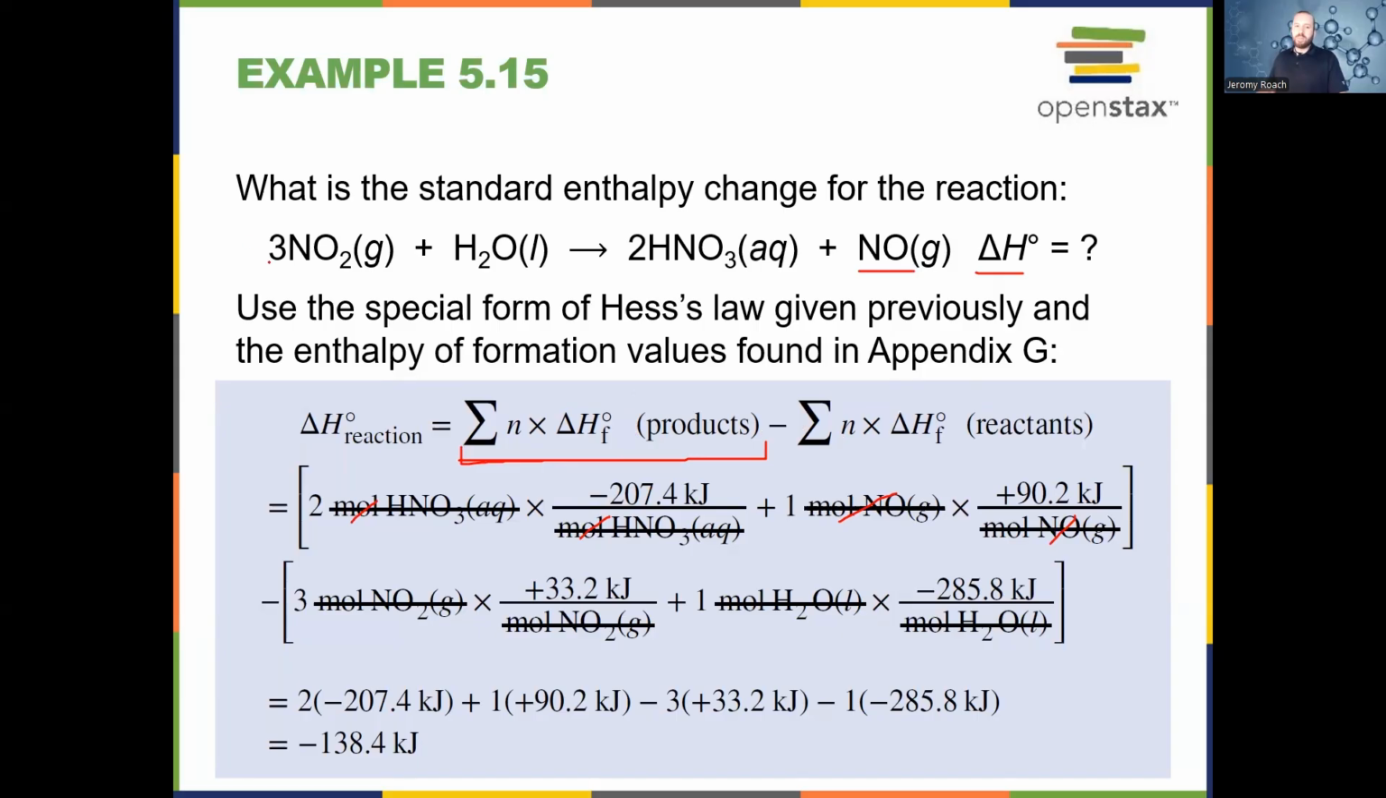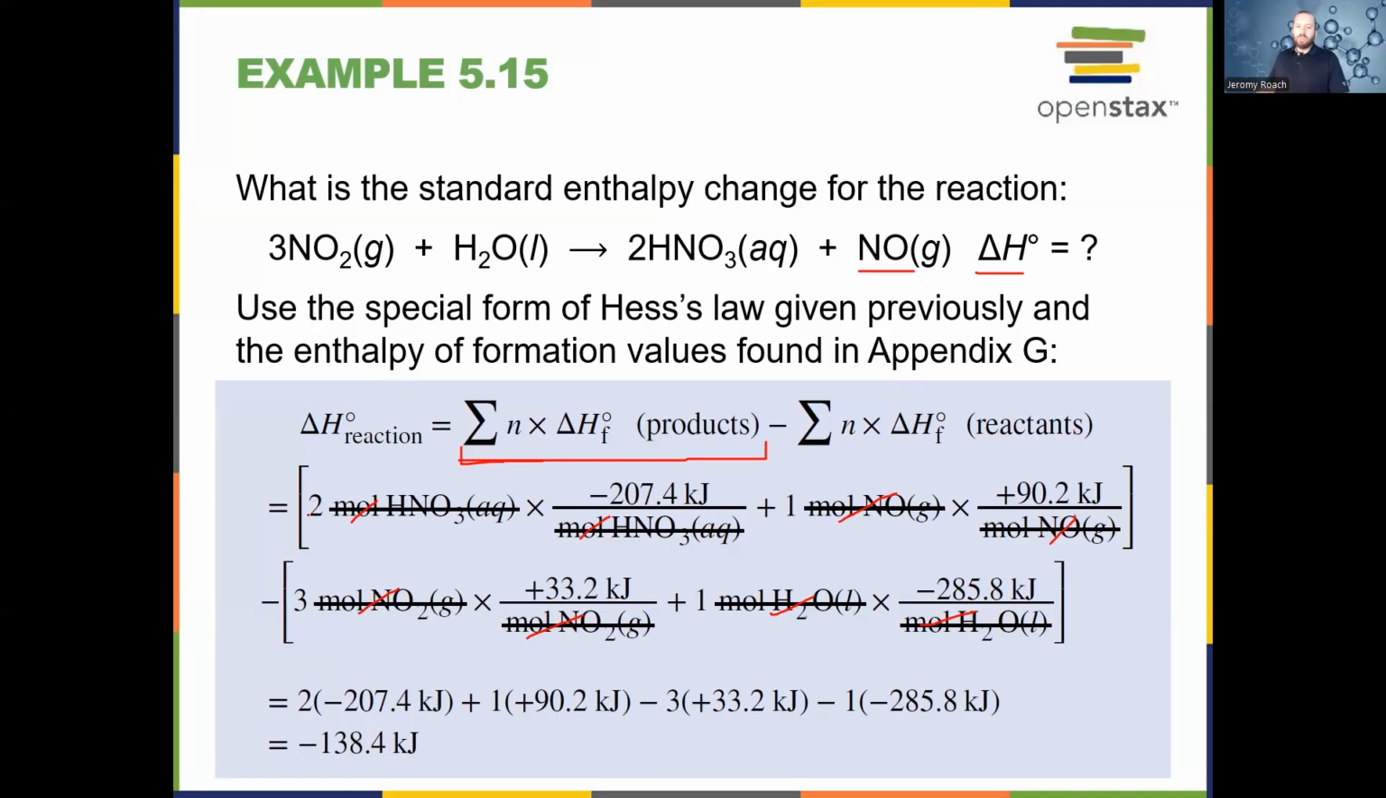So for the reactants, there are 3 moles of NO2. And again, we're going to look up the standard enthalpy of formation for NO2. In our book, or you can look it up online, it's going to be 33.2 kilojoules per mole for NO2. And then we look up the same thing for water, which is 285.8 kilojoules per mole for water. Moles and moles end up canceling for all of these. And now we're just left with a nice equation for kilojoules.